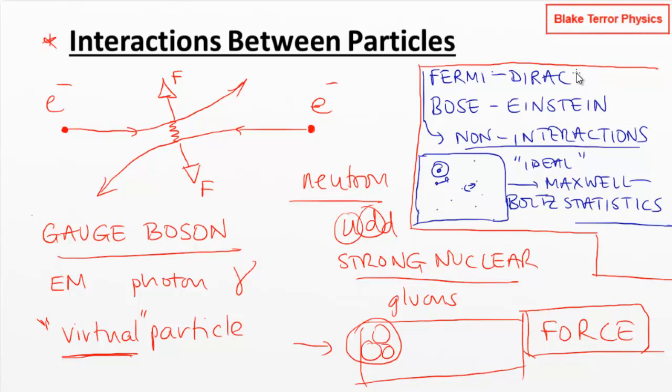So if you've got fermions, we've got an equivalent for Maxwell-Boltzmann statistics, which is the Fermi-Dirac statistics. But again, this is assuming that the fermions aren't interacting with each other. It's like an ideal gas of fermions, in which case you describe them with Fermi-Dirac statistics. Similarly for bosons, you've got a whole load of bosons that aren't interacting. Then we use the Bose-Einstein statistics.